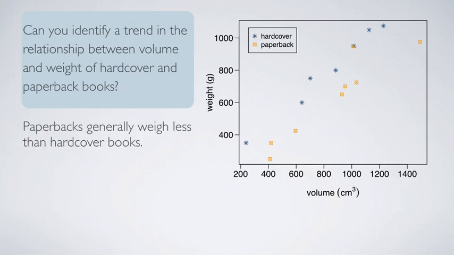We can see that the relationship between weight and volume is similar for the two types of books, which is expected. As volume increases, so does weight. But we're also noting this difference, that paperbacks generally weigh less than hardcover books. Next, we're actually going to fit the model.